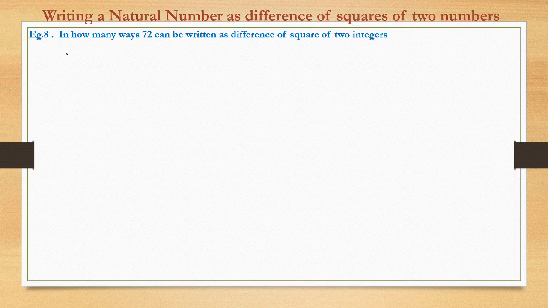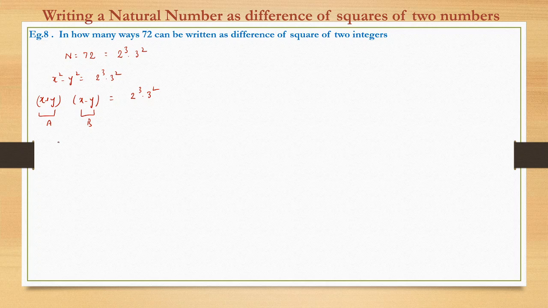So now we have a number which is 72. Can we write it as a difference of squares? We can write it as 2 cube into 3 square. So here, let's say x square minus y square is equal to 2 cube into 3 square. We need to write this as a difference of squares of two integers. We can write it as (x plus y) into (x minus y) is equal to 2 cube into 3 square. This is nothing but a, and this is nothing but b, right?